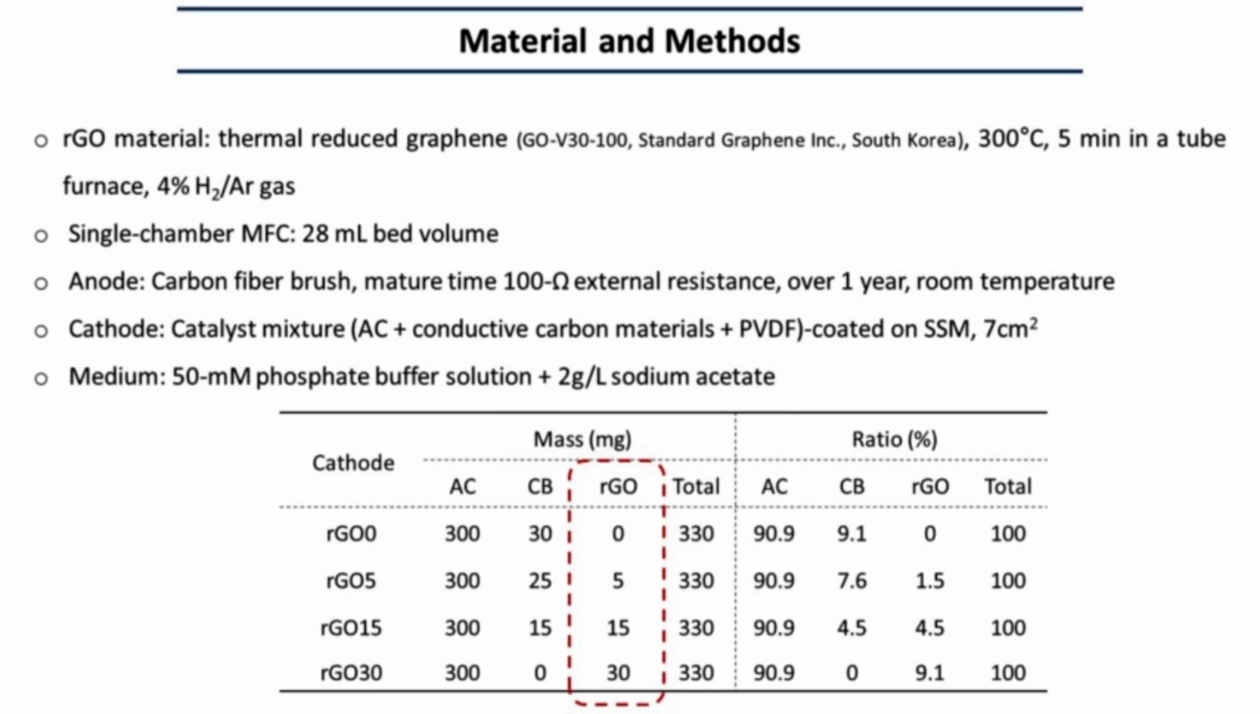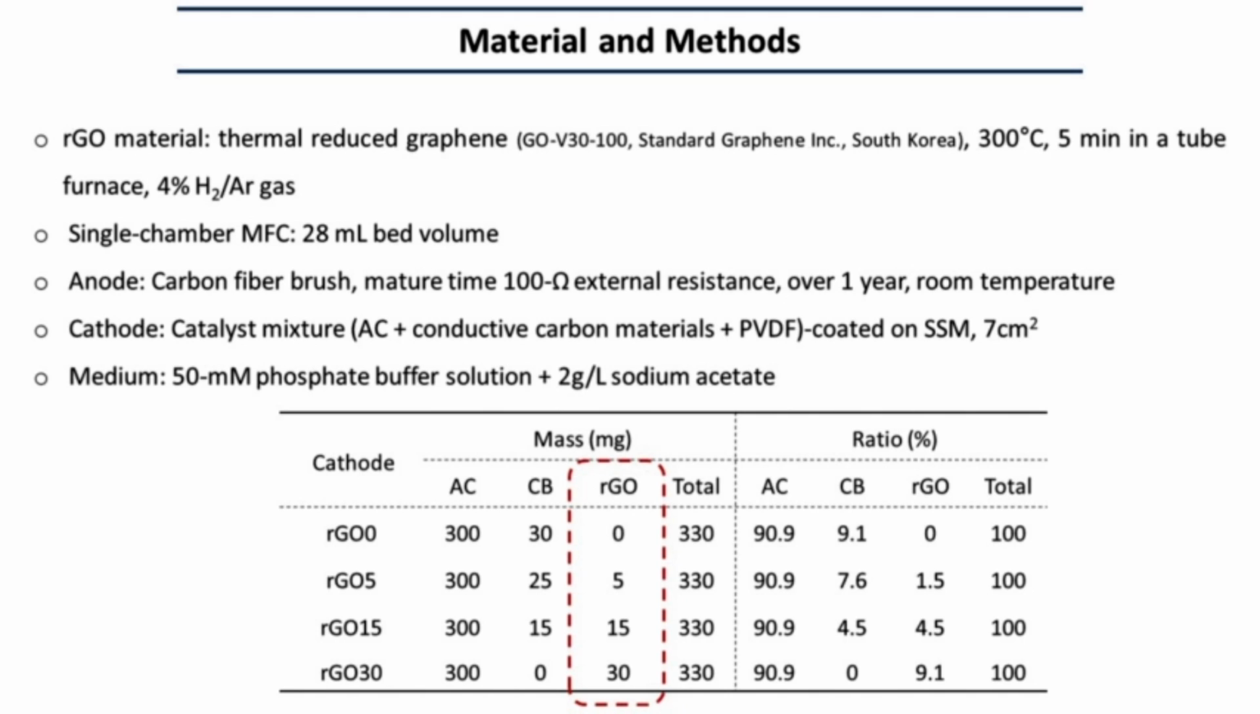MFC was composed of a single chamber, and the bed volume was 28 milliliter. A carbon fiber brush was used as the anode, and after inoculation, it was sufficiently matured for more than 1 year at an external resistance of 100 ohms. As for the cathode, activated carbon and conductive carbon materials were attached to the stainless steel mesh surface using a PVDF binder. The projected area of the cathode is 7 cubic centimeter.